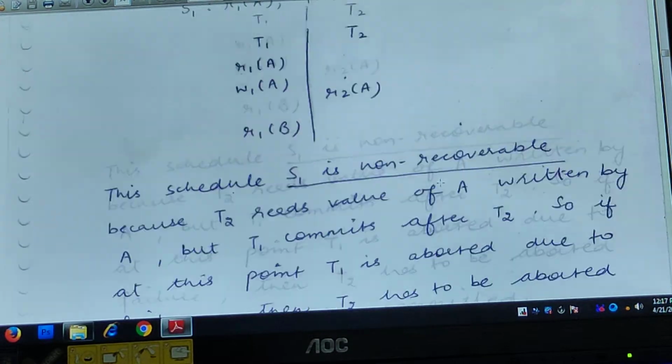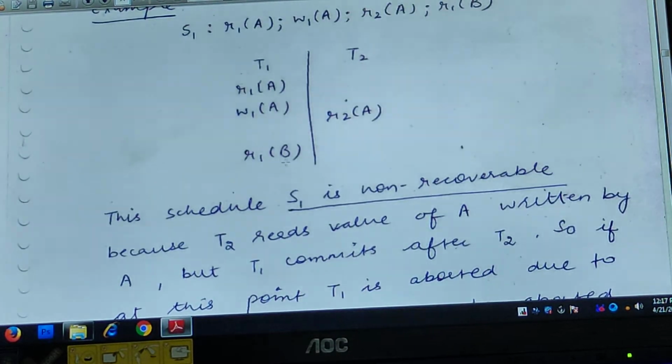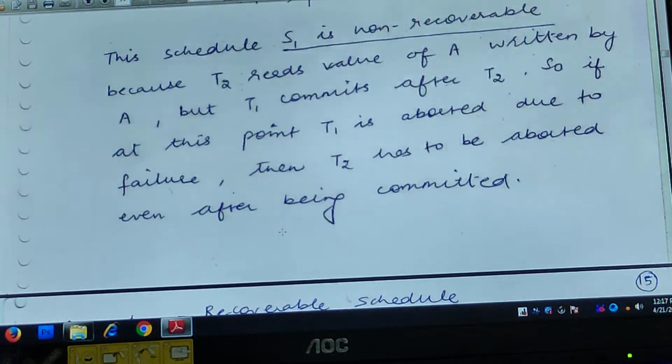Let's take an example. Suppose T1 fails while executing this R1B, but T2 has already committed. Then we have to abort the transaction T1, and since T1 fails, we would have to forcefully abort the transaction T2 as well. So it is not a recoverable schedule. Let's take another example.